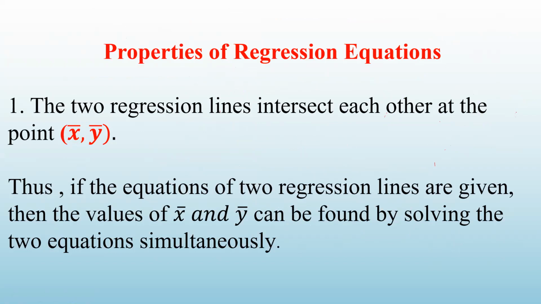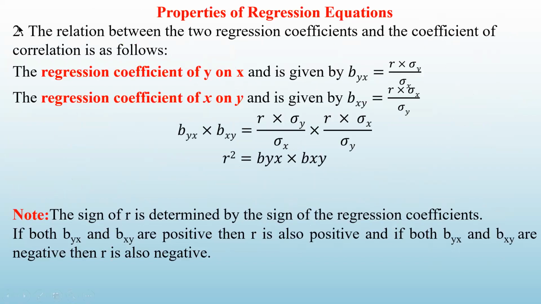Let us look at the second property. The second property gives you the relation between the two regression coefficients and the coefficient of correlation, that is r. You know that the regression coefficient of y on x is given by byx equal to r into sigma y upon sigma x, and the regression coefficient of x on y is given by bxy equal to r into sigma x upon sigma y. Let us multiply these two, byx and bxy.